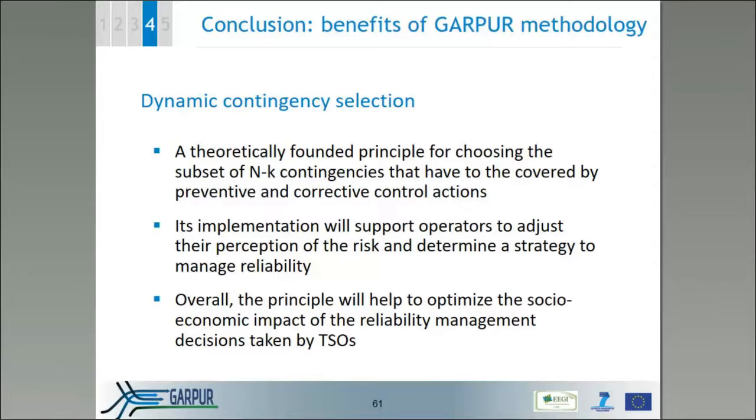And so this is justified from a socioeconomic point of view, since basically what the discarding principle says is that we should take into account all those contingencies that might have a significant impact on the overall socioeconomic impact, including TSO costs, congestion costs, but also service interruption costs.